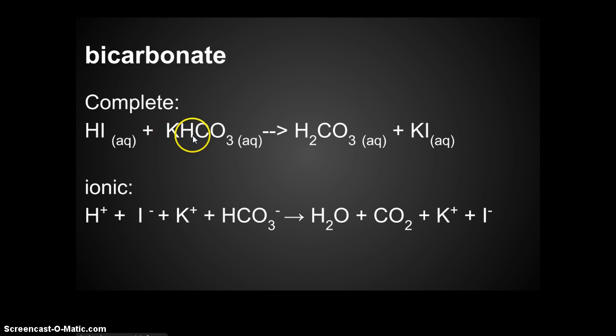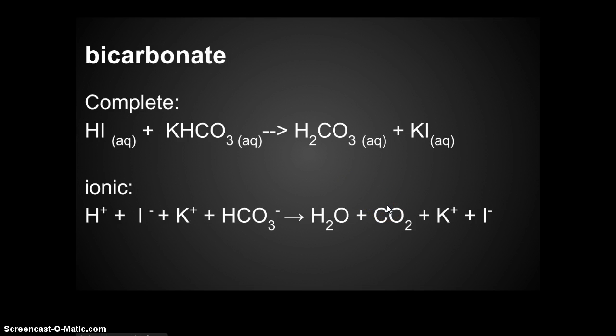We have potassium bicarbonate, which has got that alkali metal in it. It said it was a solution, so we're going to ionize it into the potassium ion and the bicarbonate ion. And here is what really happens that's interesting. This carbonic acid is very, very, very unstable, and as soon as it's made, it's going to decompose into two products. It decomposes into water, and it decomposes into carbon dioxide.